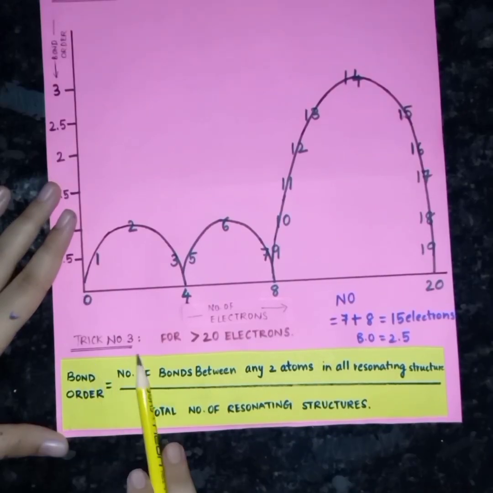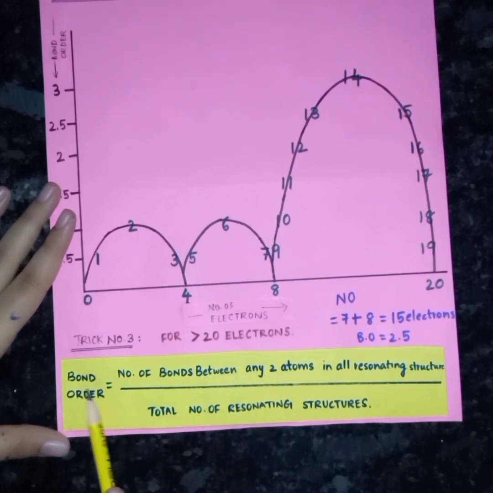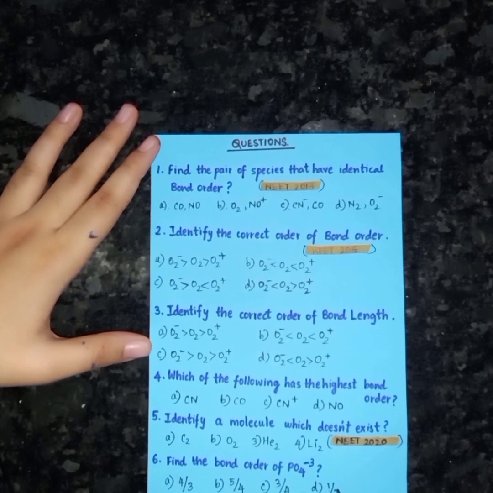Trick number 3. For greater than 20 electrons, you have to use this formula. Bond order is equal to the number of bonds between two atoms in all the resonating structures by the total number of resonating structures. Let's solve some questions based on bond order.